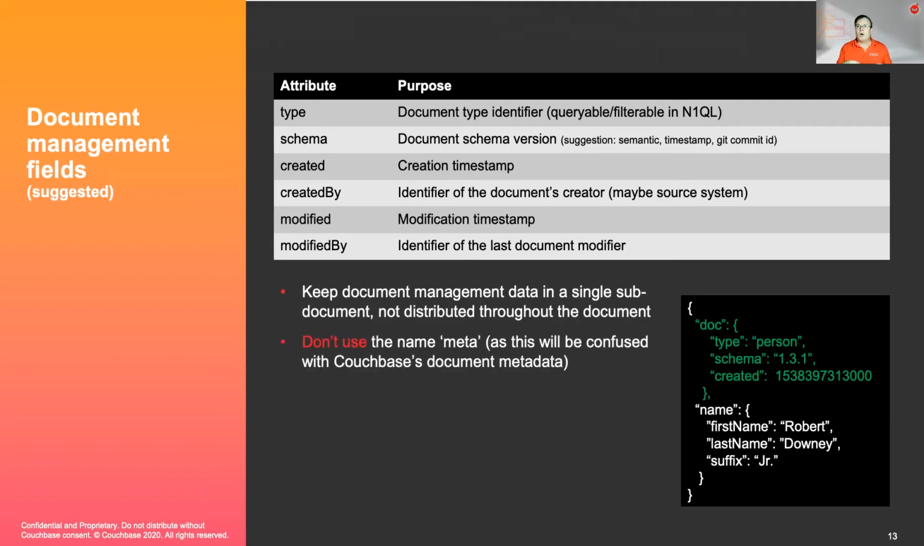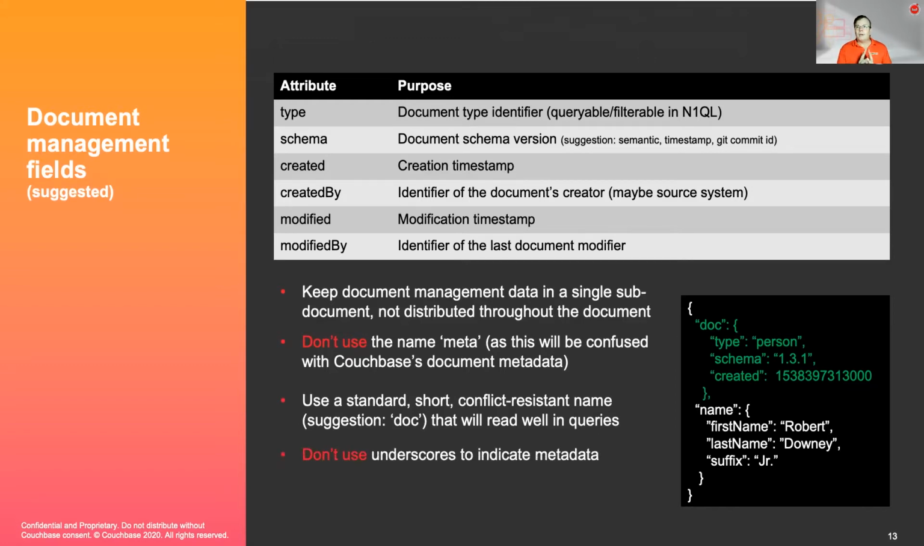Also, please don't call this document meta. Sorry, we've already used that word. And again, doing so could have a potential to confuse the SQL engine. I personally like to use the attribute named doc for my metadata document because it reads well when you use the dot notation in your client code. So doc.type, doc.schema makes a lot of sense. And it's only 3 characters, so it doesn't take up a lot of space.